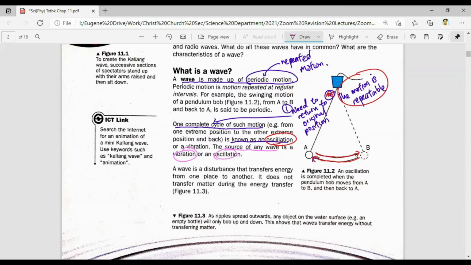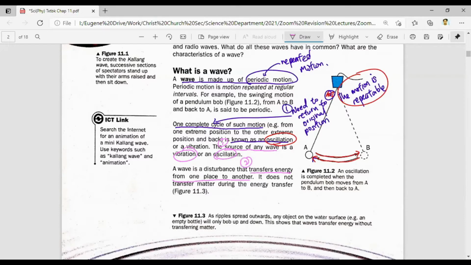So take note, the source of any wave is a vibration or an oscillation. That's one property of a wave. Another property is that a wave is a disturbance that actually transfers energy from one place to another. This is the second property. So the source is one, and the wave transfers energy from one place to another.